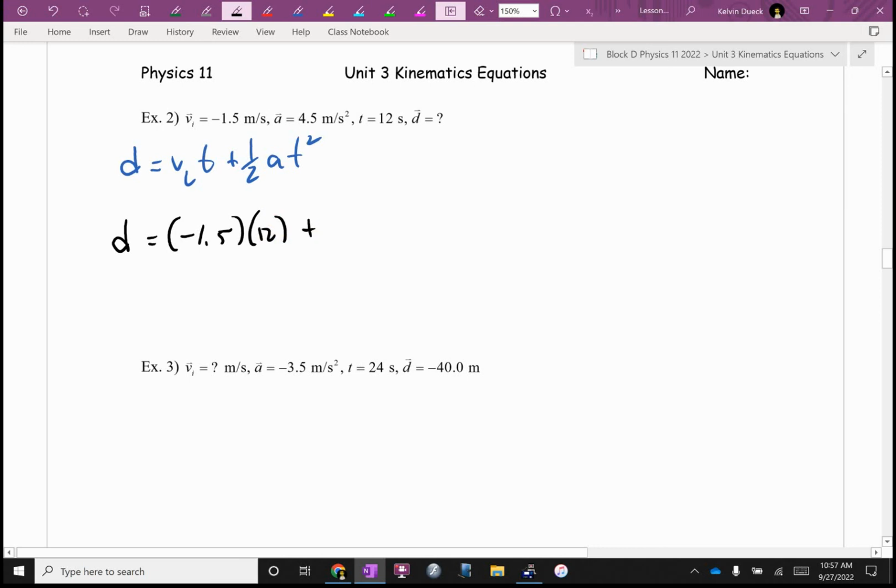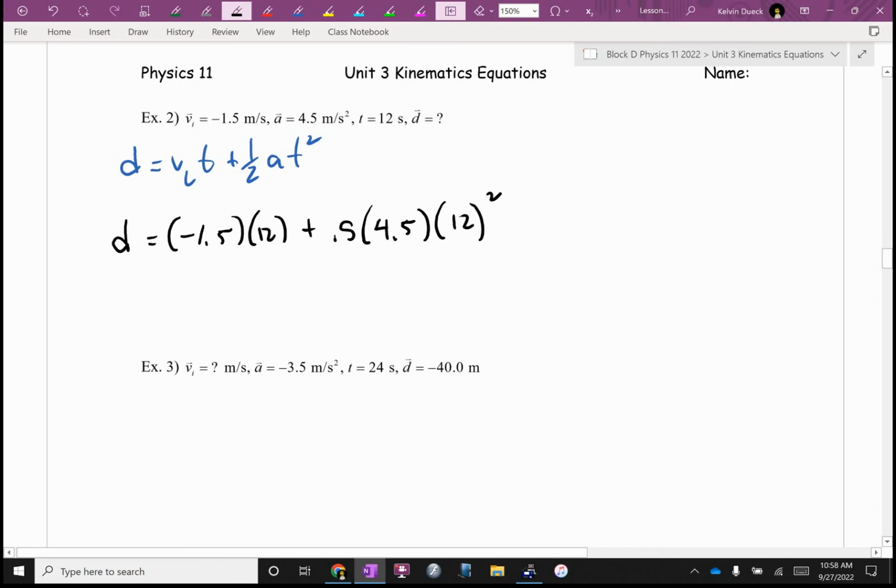Plus, how would I type a half on my calculator? What's the easy way to do that? 0.5. A is 4.5. 12. Don't forget the squared. If this was a word problem, Jesse would say this. A car starts out going backwards at 1.5 meters per second. It accelerates forwards at 4.5 meters per second squared for 12 seconds. What's its displacement? How far is it from its starting point?